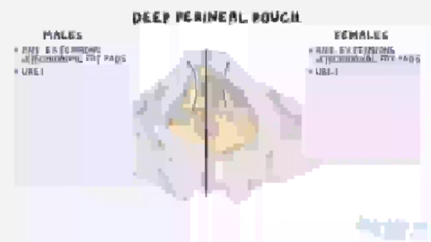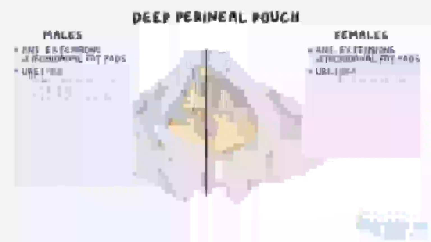In males and females, this pouch contains the anterior extensions of the ischioanal fat pads and the urethra, which passes through the midline of the pouch. For males, it is the intermediate or membranous urethra that is within the deep perineal pouch. In both males and females, this part of the urethra is surrounded by the external urethral sphincter.